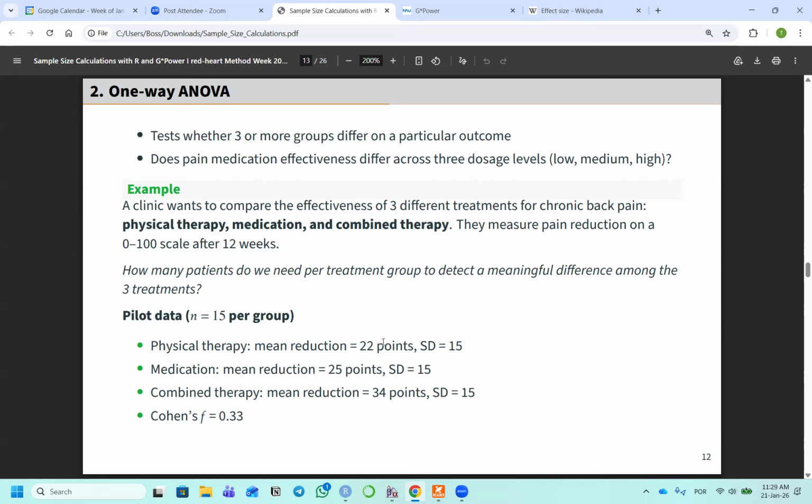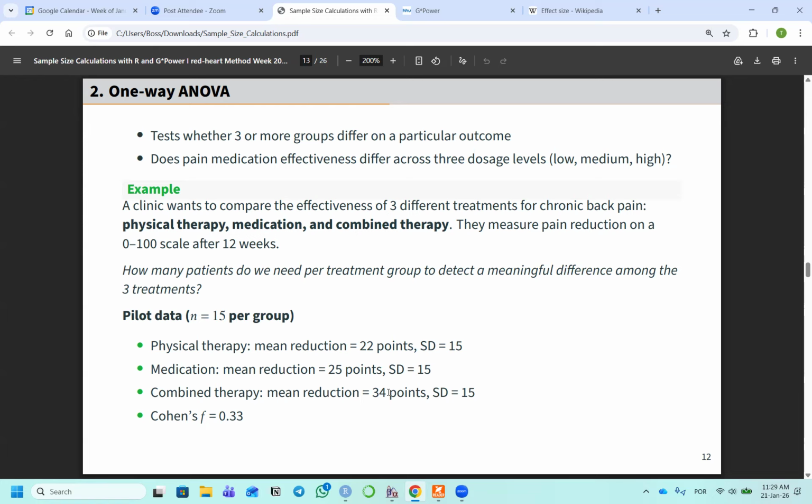The means for the therapies are 22, 25, and 34. From these simple summary statistics, I would say the combined therapy is doing well. And I'm asking myself, is it really good, or maybe is it a fluke? Do I get the same result if somebody repeats the same experiment? That was the question in mind. And again, for that, I have to know my sample size.